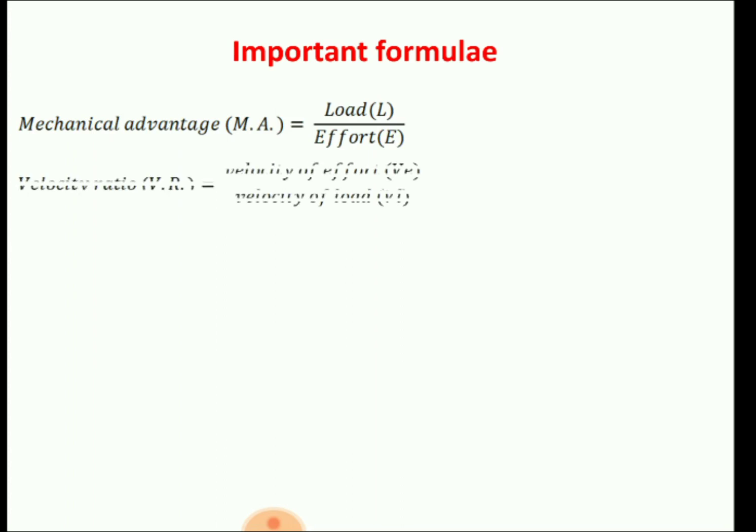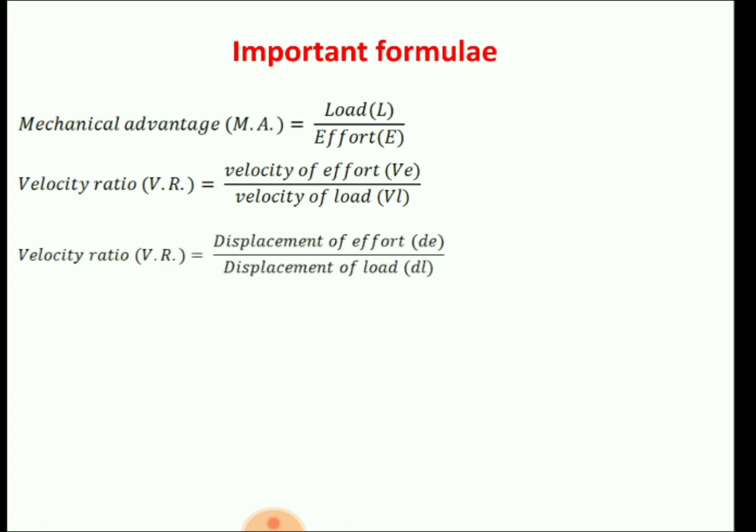The formulas are: number one, mechanical advantage equals load by effort. Mechanical advantage is the ratio of load by effort. Number two, velocity ratio. Velocity ratio equals velocity of effort by velocity of load. It is also written as velocity ratio equals displacement of effort by displacement of load. Remember this formula.